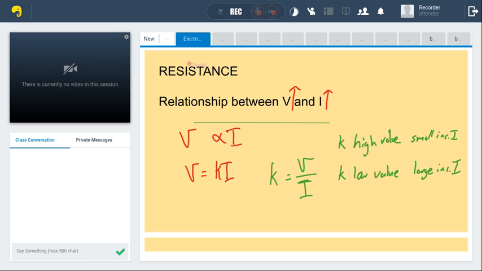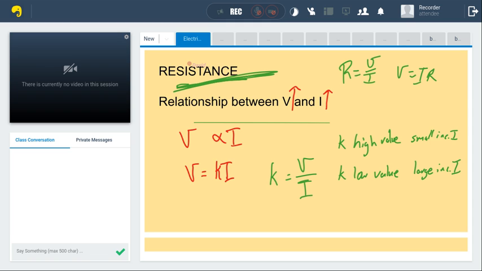Now we come back to our basic definitions on conductors and insulators. And so if K has a high value, it makes it difficult for the current to flow. And if it has a low value, it's very easy for the current to flow. And so now we say that K is resistance. And so R is equal to V over I. In other words, V is equal to IR. That's one of our most famous ever equations in physics.